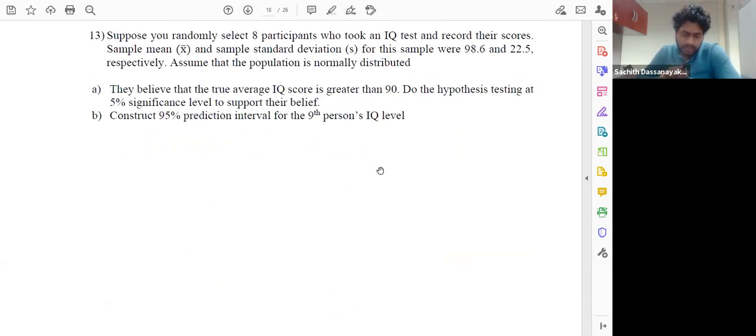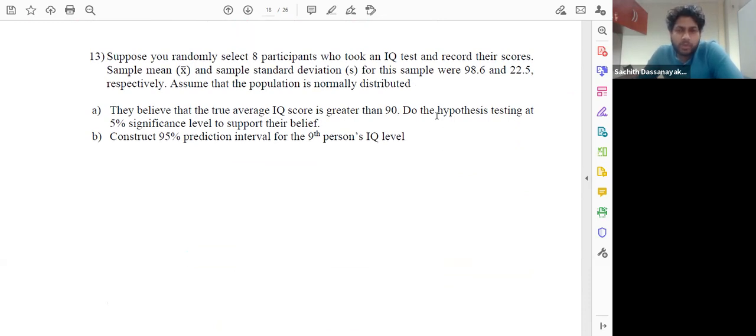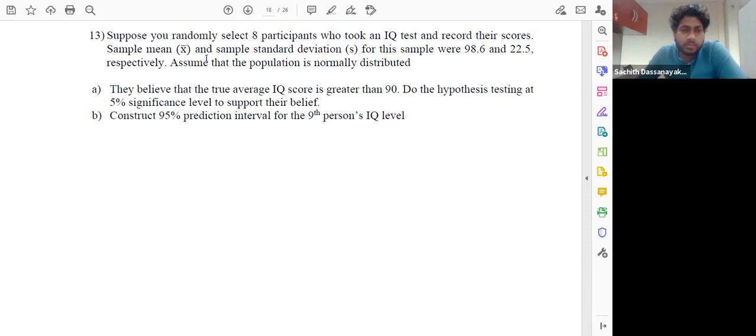Question number 13. I'm not going to do all the questions, because the last few questions are based on chapters 7, 8, 9. Since I did more questions from chapters 8 and 9, I'm not going to do more from those, so please check the last few questions. I'll try to do what I can today. Question number 13 is a chapter 7 question.